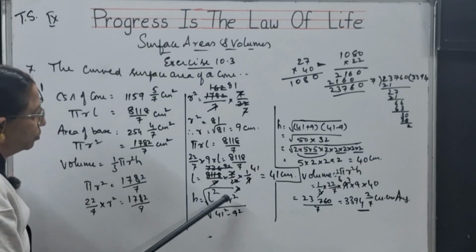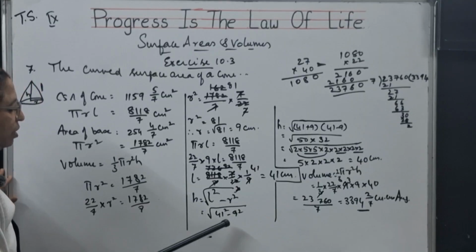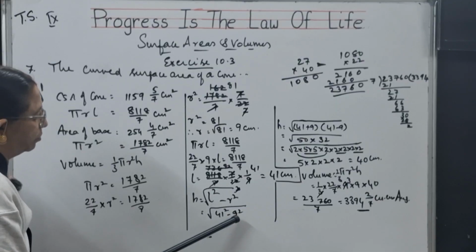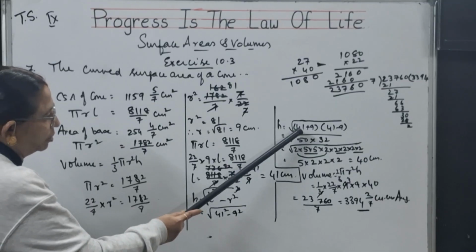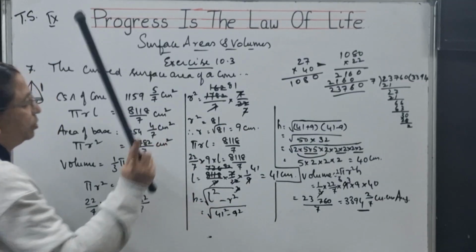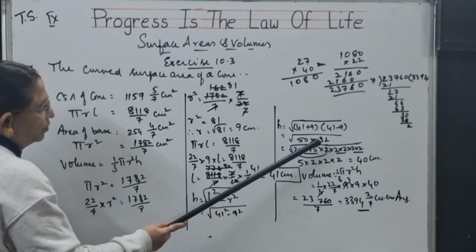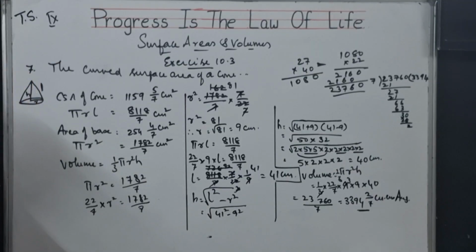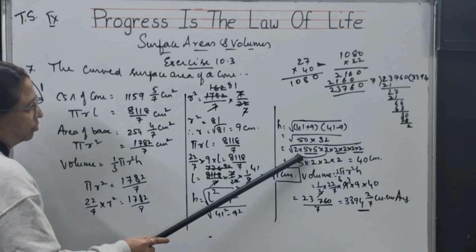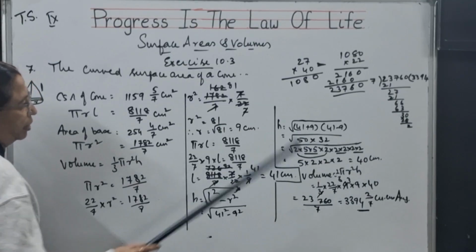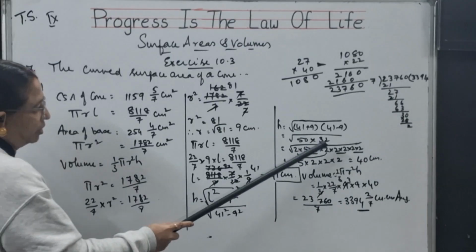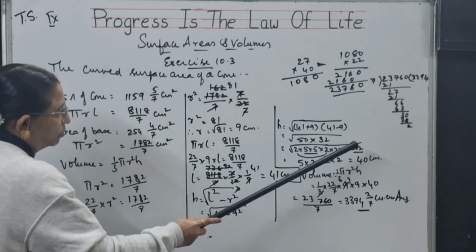So h is equal to root of L square minus R square, 41 square minus 9 square. See, this is in the form of a square minus b square, that is nothing but a plus b into a minus b. So that I have done, a plus b. This is 50 and this is 32. 50, when I take prime factors, 2 into 5 into 5. And prime factors of 32, of course, 2 into 2 into 2 into 2 into 2.